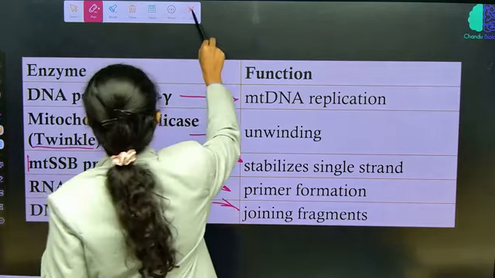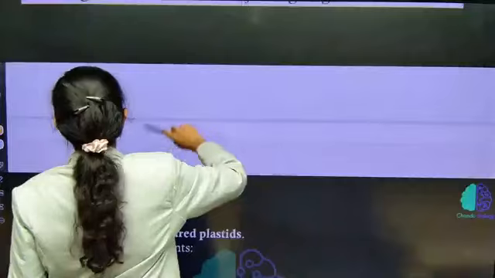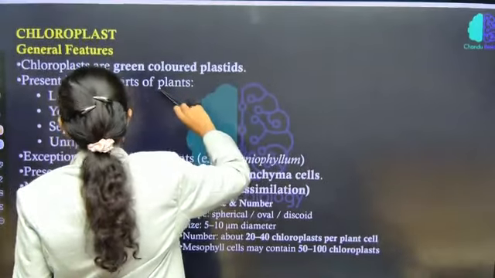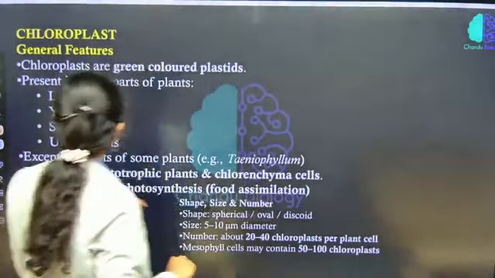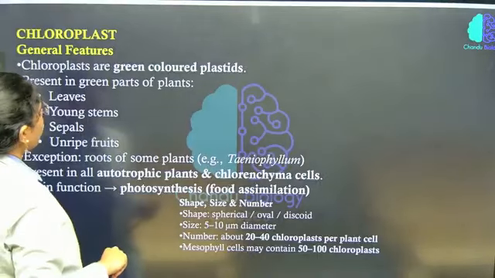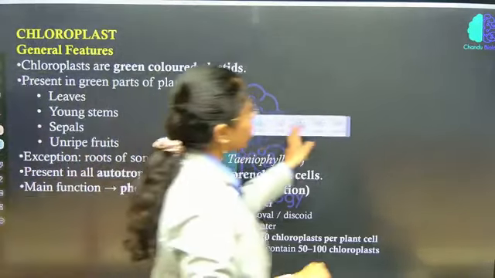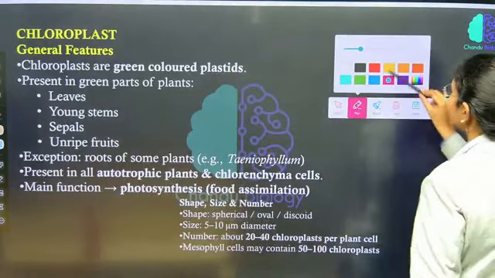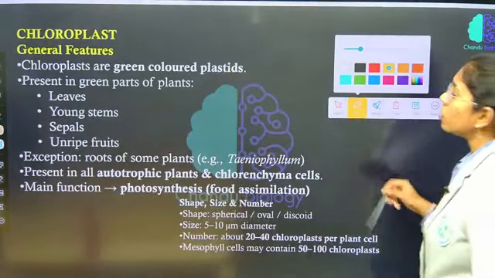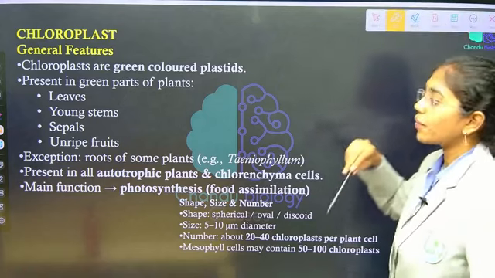Next, chloroplast. First you note down the general characteristic features of the chloroplast, then we will move on to the ultrastructure of the chloroplast. Here you see chloroplasts are green colored plastids.